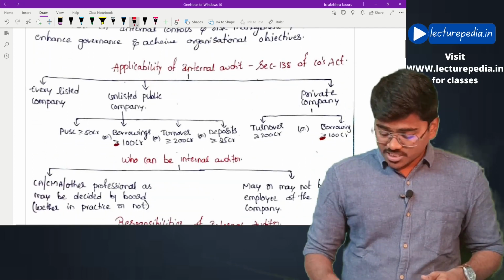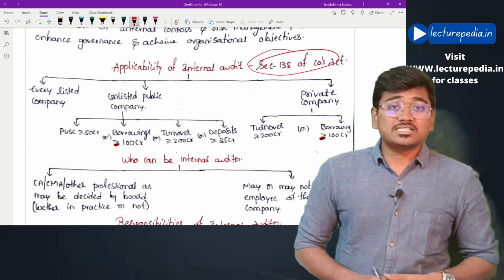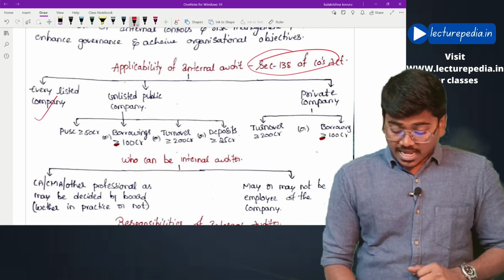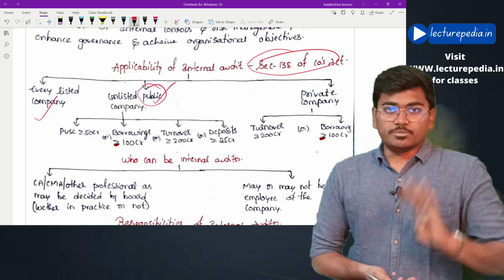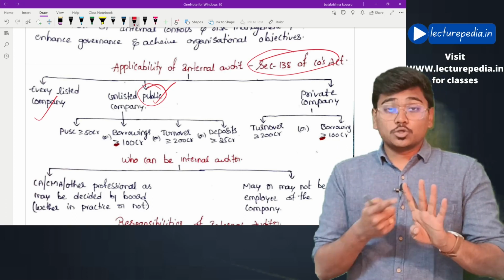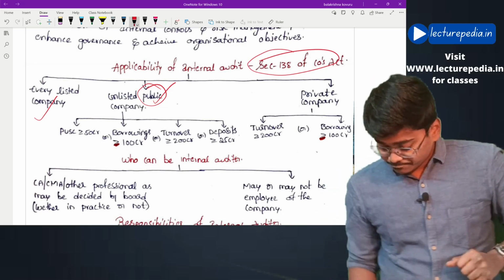Now, to which companies is this internal audit applicable? As per section 138 of the Companies Act 2013, internal audit is applicable to all the listed entities. Coming to unlisted public entities, you should remember 4 limits: 25 crores, 50 crores, 100 crores, 200 crores, double of each. Now 25 crores of what?